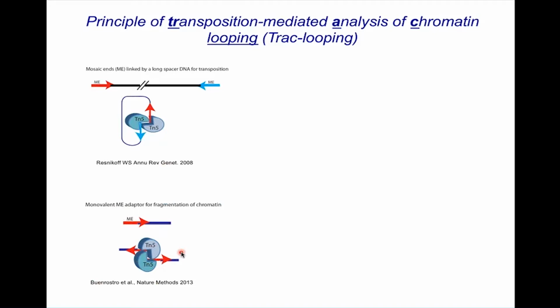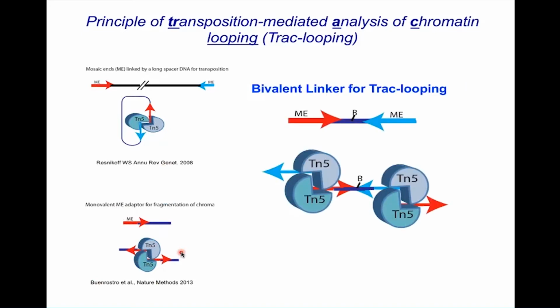In order to capture chromatin interaction in the genome, we designed a bivalent linker for Trac-looping. This bivalent linker contains two mosaic end sequences separated by a short oligonucleotide linker. Addition of Tn5 enzyme to this bivalent linker forms a tetrameric complex like this one, and this is the reagent we use for detecting chromatin interaction.